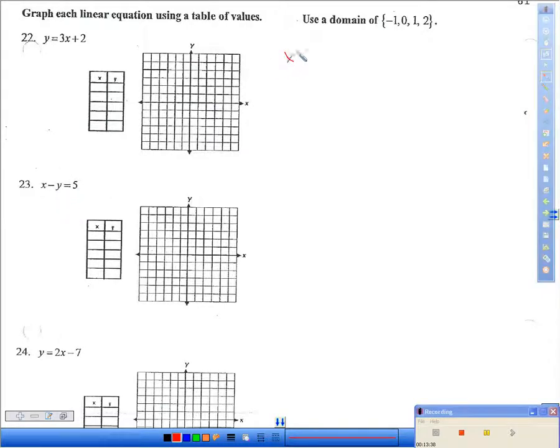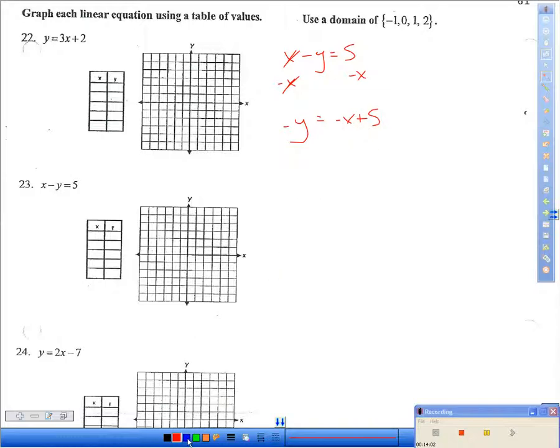So on 23 we have x minus y equals 5. Well, let's get y by itself. To do that, I can subtract x from the left and subtract x from the right. When we do that, the x's cancel on the left, giving us negative y on the left. On the right, we have negative x plus 5, or x minus 5, but I want to write it as negative x plus 5. Put the x in front.